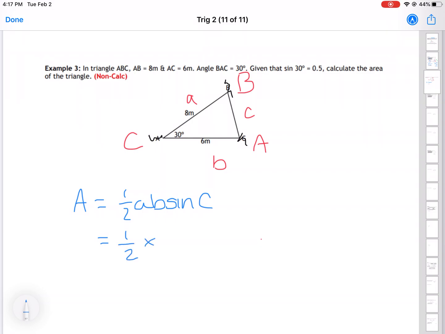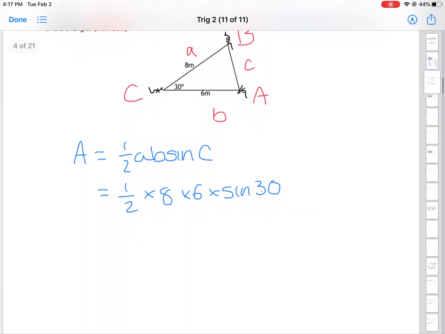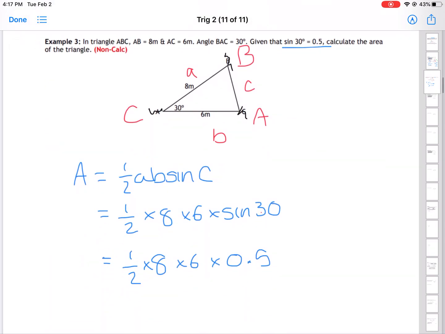So a half times 8 times 6 times sine of 30. Now the reason we can do this without a calculator is because up in the question, that blurb at the top, we are told that sine 30 equals 0.5. So the next thing I can do is say, well, that's a half times 8 times 6 times 0.5. The reason being sine 30 is 0.5, so I can swap those two around. You wouldn't ever be expected to know that, but it tells you up at the top there in the question.